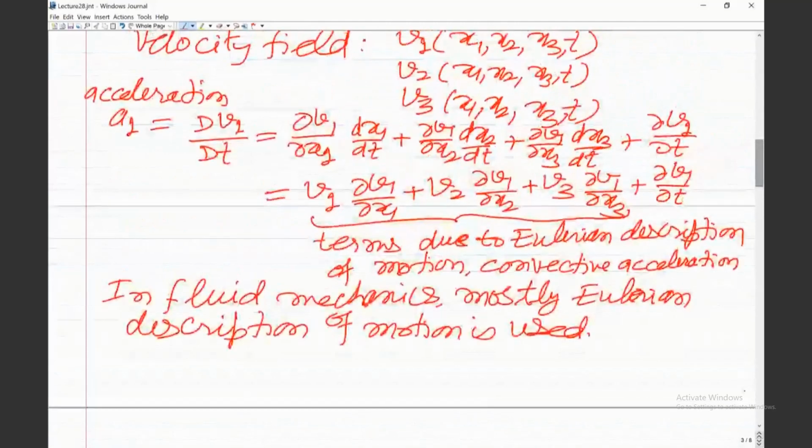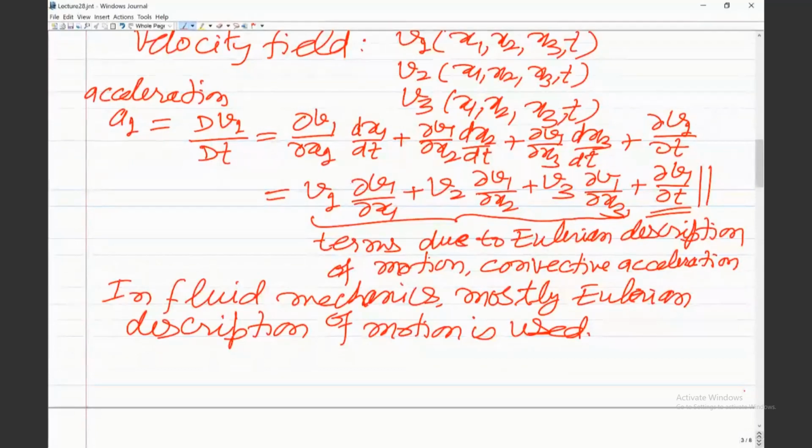For example, if it was Lagrangian description, then V1 would be a function of capital X1, X2, X3 and t. And capital X1, X2, X3 do not change, because those are the reference coordinates of a particular material point. So those do not change with time. So you will only have the last term in the acceleration. Whereas when we are using Eulerian description of motion, the velocity field or the variables are expressed in terms of current coordinates, and the current coordinates of a material point are going to change with time. So that is why these terms are coming into the picture.